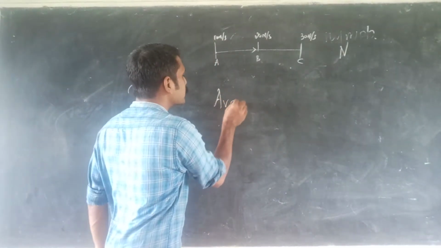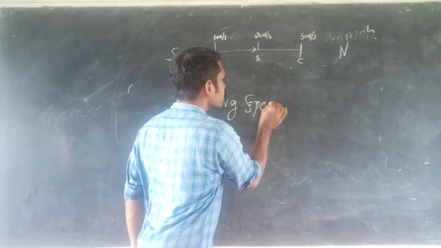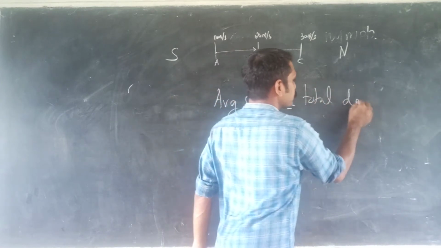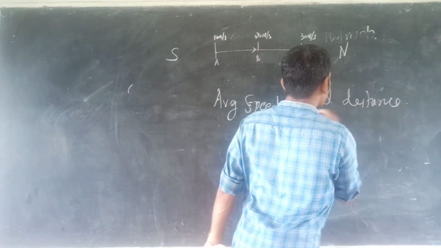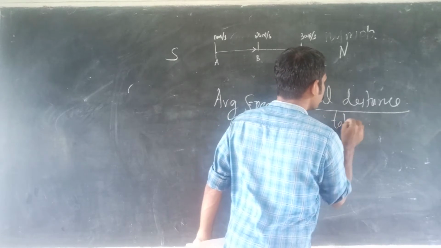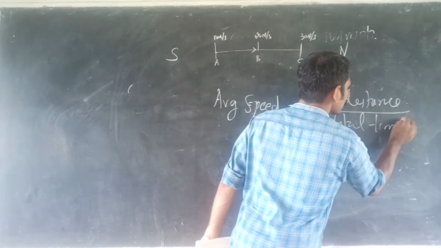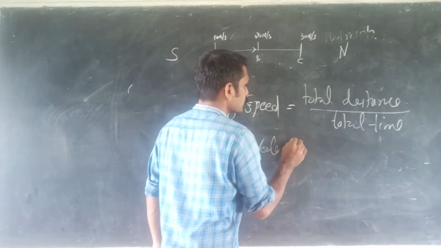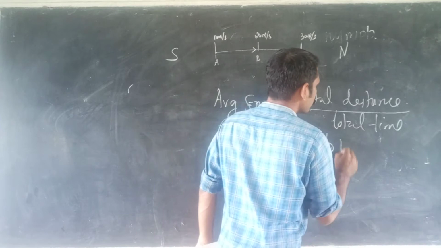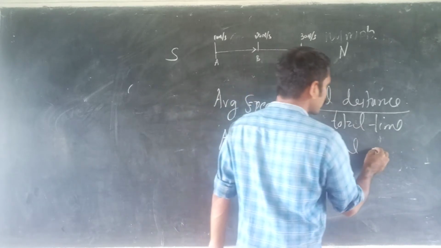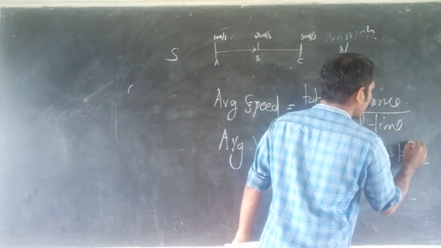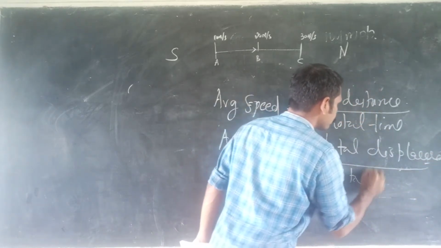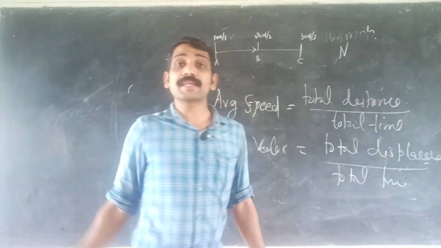So what is average speed? Average speed is total distance by total time. And what is average velocity? Velocity is displacement, so average velocity is total displacement by total time. This is the average velocity.